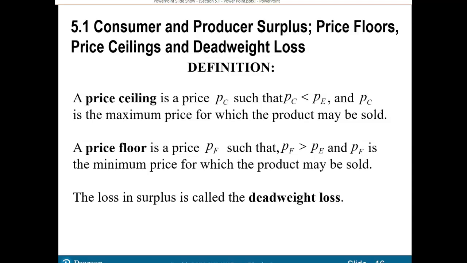Okay. All right. Next definition. A price ceiling is a price, P sub C, such that that price is less than the P value of the equilibrium point, the y coordinate of your equilibrium point, and P sub C is the maximum price for which the product may be sold. That's called a price ceiling. The price floor, P sub F, is such that that value is greater than the y value of your equilibrium point, and the price floor is the minimum price for which the product may be sold. The loss in surplus is called the dead weight loss.